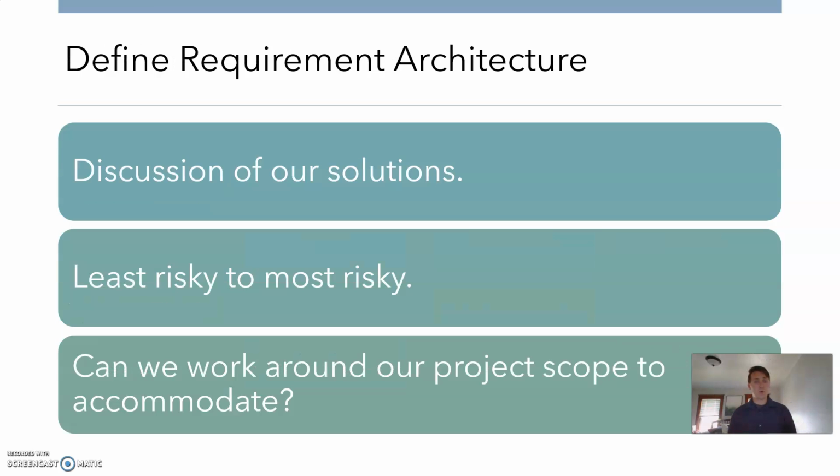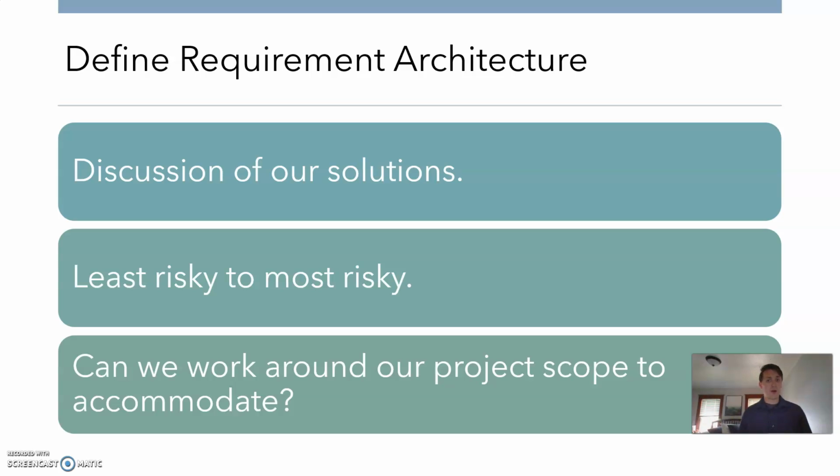So now we go into our defined requirements architecture. So we had a discussion of all of our solutions. We wanted to make sure that they would fit our project the best way possible. And when we did this, we ordered them as a group from least risky to most risky. The least risky being the solar, because it is certifiable on its own and it has the potential to develop further with larger sizes. And then it goes into a tie between the windows, the appliances, and the dual flush toilets, and then followed up by the water reservoir.